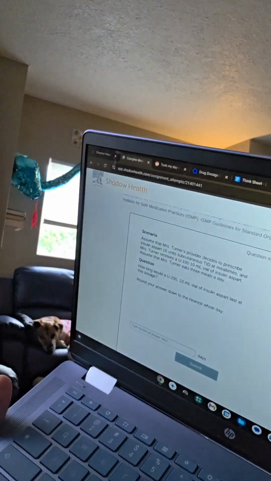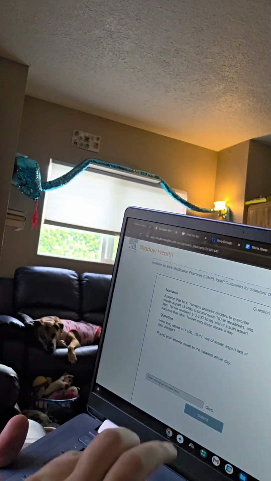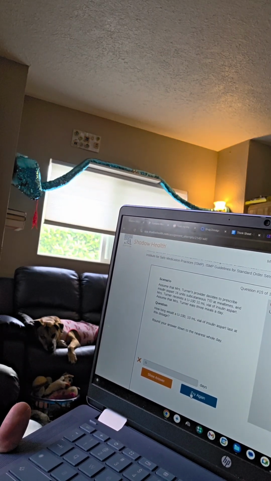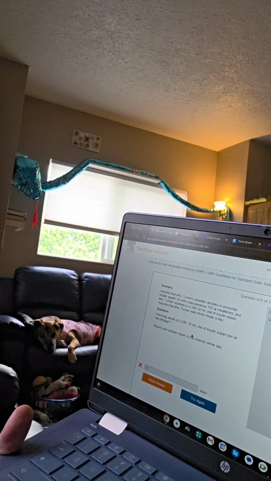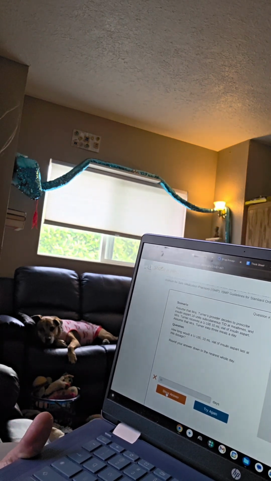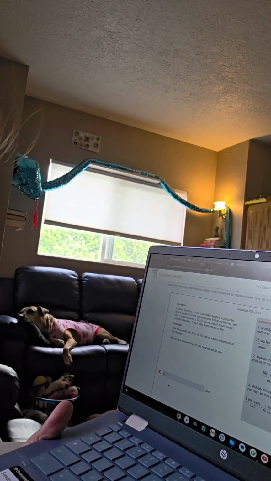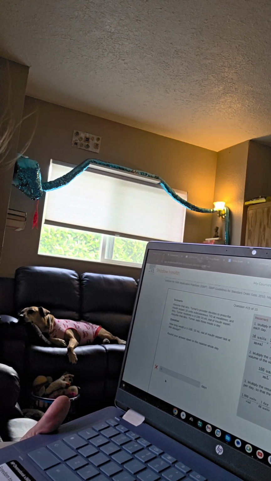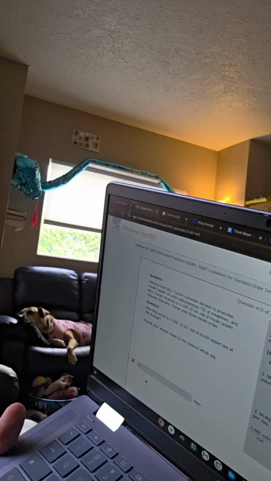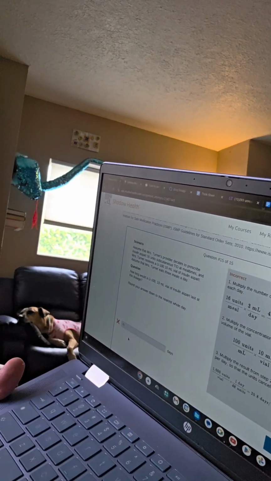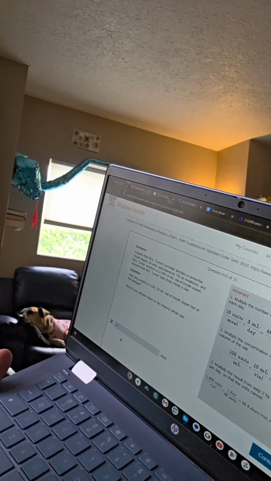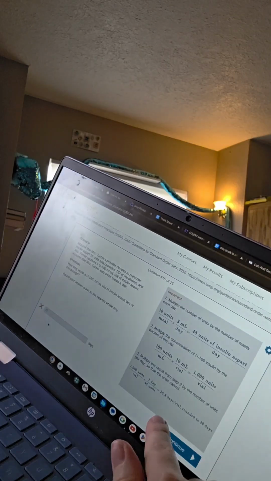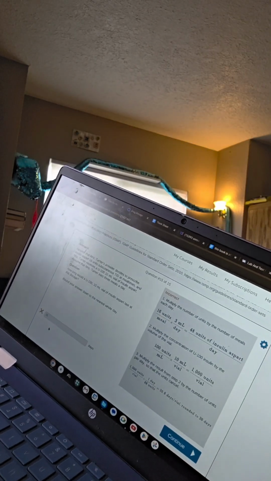So let's try that. 21. Okay, I must have done the math here wrong. Okay, no, it's not that I did the math wrong. So apparently, when you round to the nearest whole day, even though we got 20.8, which would round to 21, it says you round down, because 0.8 isn't a whole day, so, okay.